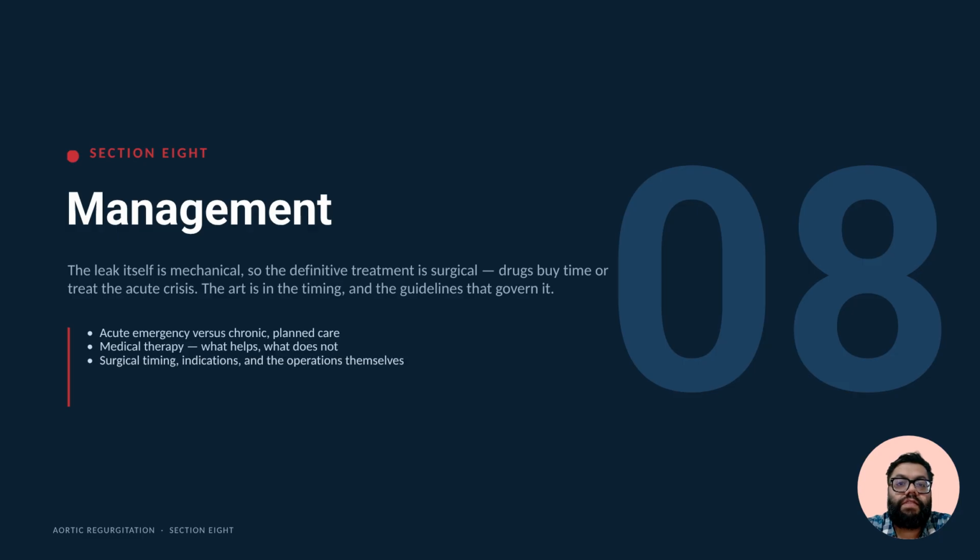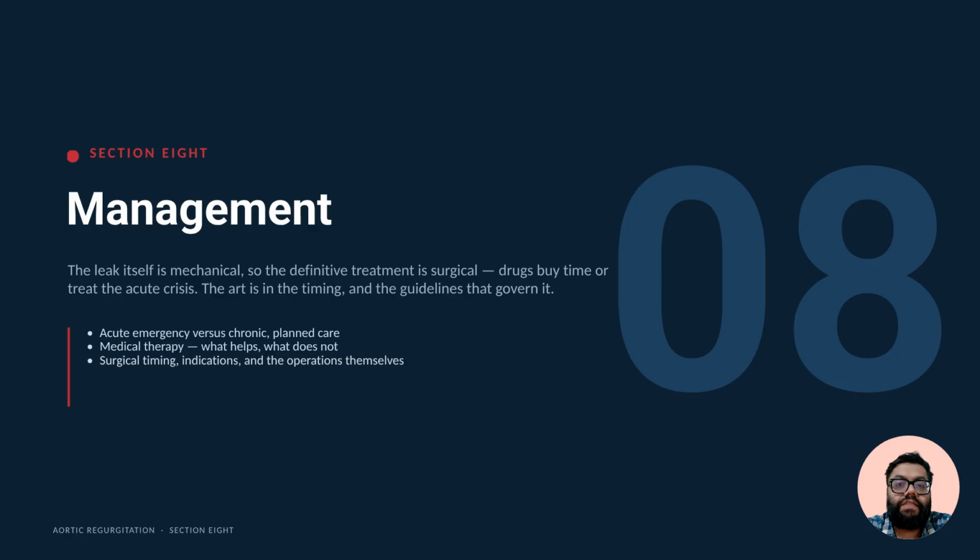This is the longest and arguably most important section because management is where all the preceding understanding pays off in decisions that change lives. Start from one blunt truth. The leak is a mechanical problem, so the definitive fix is mechanical surgery. Drugs only ever buy time or rescue the acute crisis. We will split care along the familiar fault line. The acute emergency with its two classic don'ts versus the chronic planned pathway. Then we will be honest about medical therapy and its real limits.